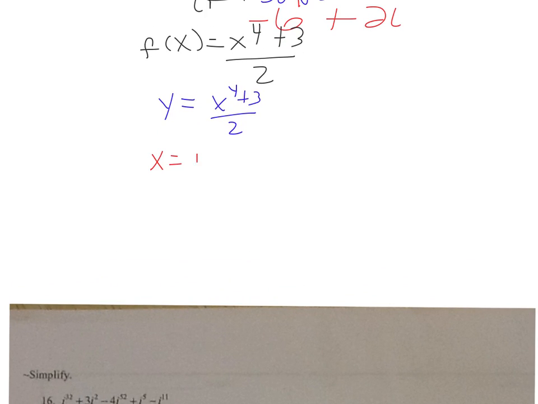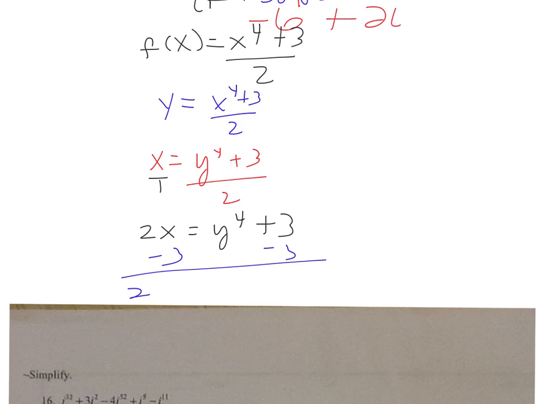I get x equals y to the 4th plus 3 over 2. And now I'm going to put x over 1 and cross multiply so I can solve for y. So I get 2x equals y to the 4th plus 3, minus 3 from both sides. 2x minus 3 equals y to the 4th.